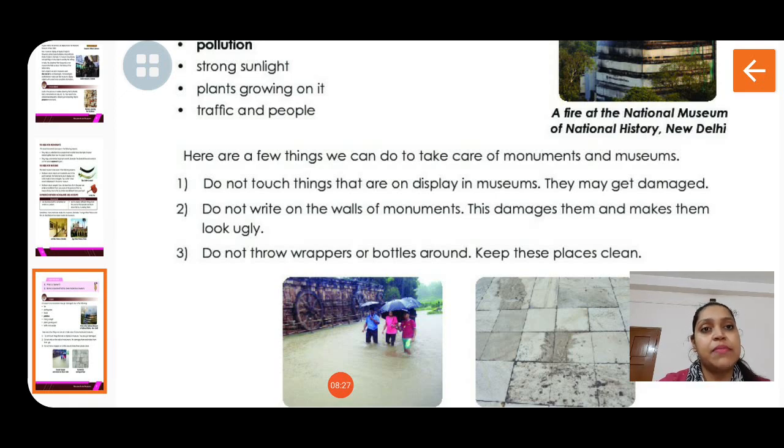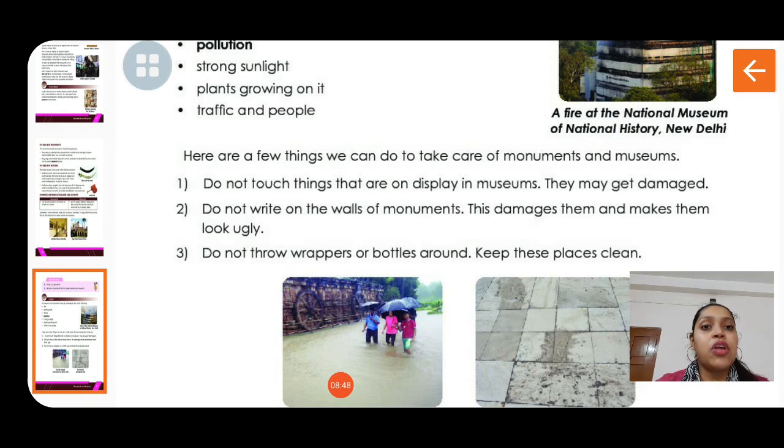How can monuments be taken care of? Monuments and museums can be taken care of. What is given here? Do not touch things that are on display in museums. They may get damaged. So we should not touch the things. Do not write on the walls of monuments. Some people have the habit of writing on the walls of monuments when they visit. So we should not do that because it damages them and makes them look ugly also.